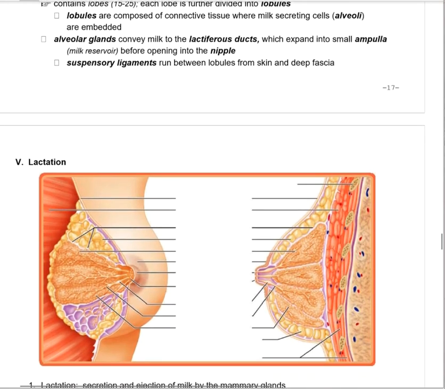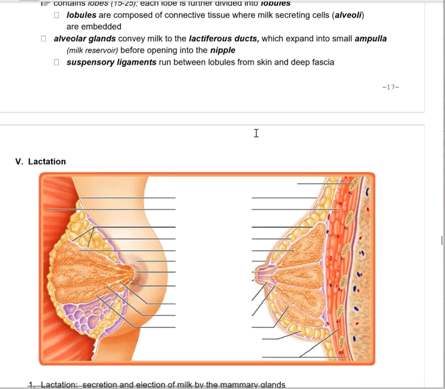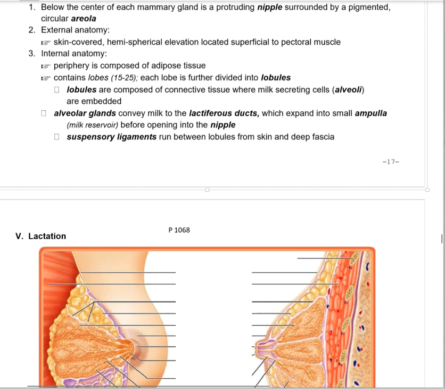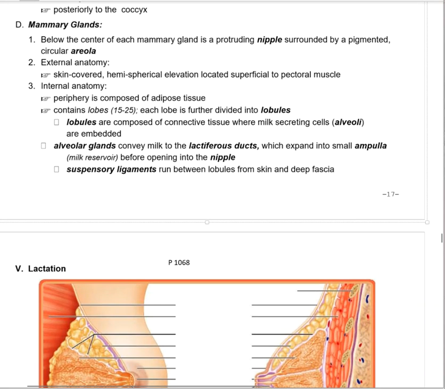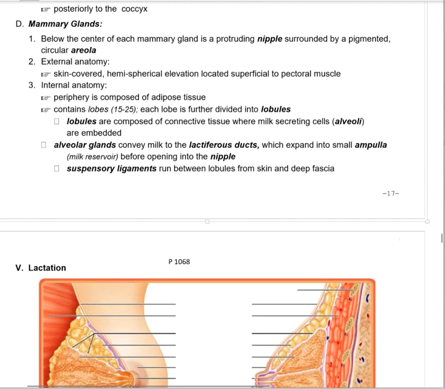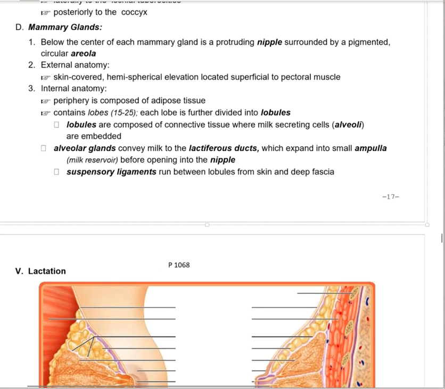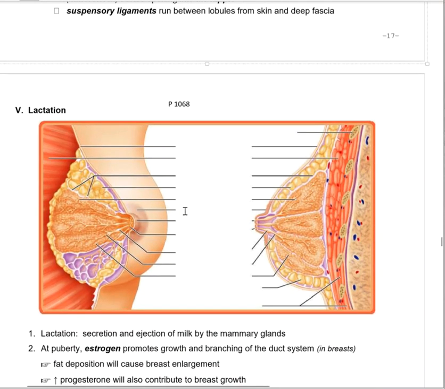And right here is a picture of them, and this is on page 1068. All right, so we have obviously the center of the mammary gland, the nipple, which protrudes and has an areola pigment around it. And we can put those in right here if we want. The areola and the nipple. And notice it's on both sides. The arrows here and the arrows here go to the same things.